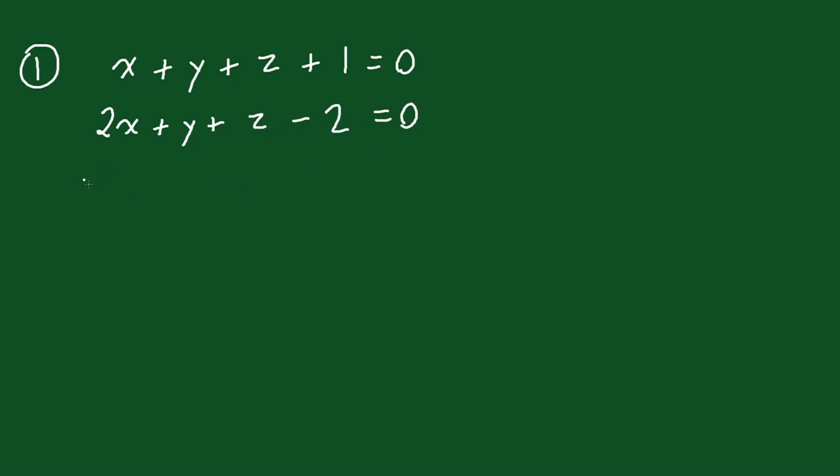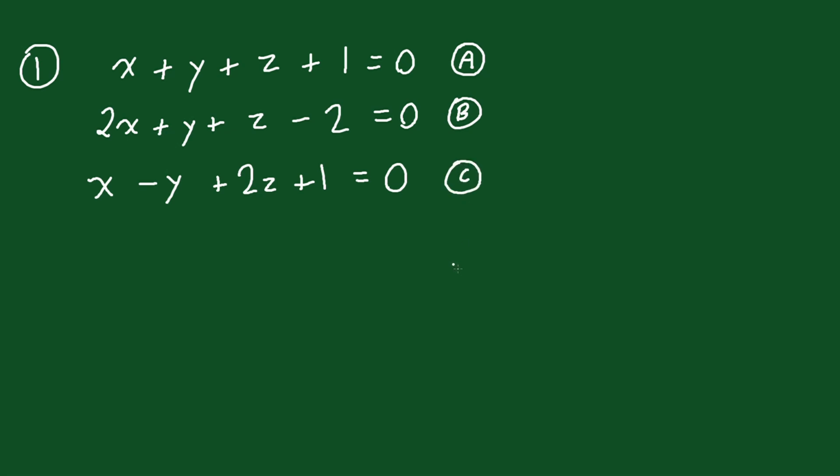Let's say we have the plane x plus y plus z plus 1 is equal to 0. Let's say we have another plane. We'll use 2x plus y plus z minus 2 is equal to 0. And we'll use x minus y plus 2z plus 1 is equal to 0. And I'm going to label these planes. This can be plane A, plane B, and plane C, just to help me stay organized.